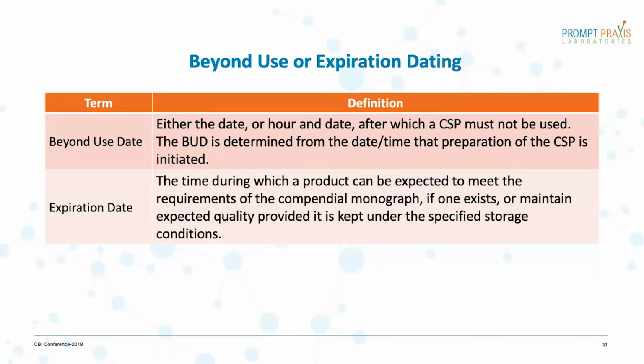So I'm sure everybody kind of understands what this is, but I thought I'd put it in there. Beyond use date and expiration date are not interchangeable. Beyond use date means the hour or the time, based on the initiation of production of that CSP, beyond which you cannot use it. Expiration dating is the time during which the product you believe that you've fully tested maintains acceptability against those specifications and is under the specified storage conditions.